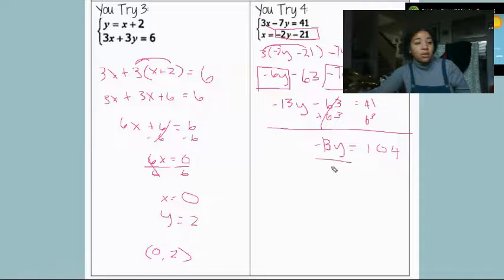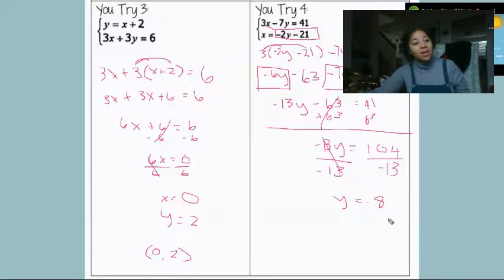Okay, divide both sides by negative 13. I hope this doesn't give me an ugly number. Y equals 104 divided by negative 13, negative 8. Oh, it's such a pretty number. Okay, so we have negative 8 as our y. Woo! All that work.